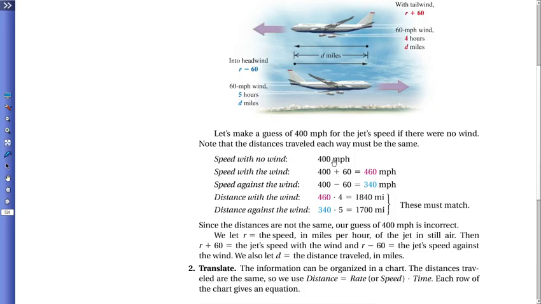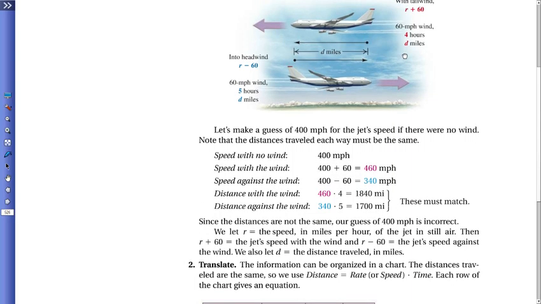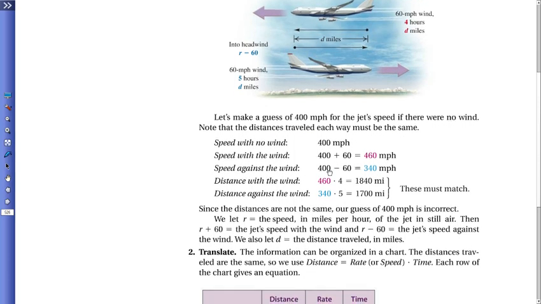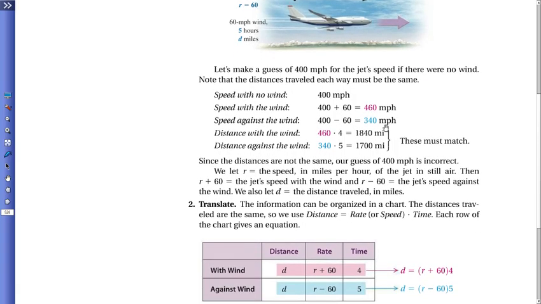But if we actually guessed and say, let's say the jet is going 400 miles per hour. Well, when it goes with the wind, how fast is it really going on the ground? Well, it's going to be 400 plus that 60, which then hopefully you'll see, hey, that's how I get that expression. When it's going against the wind, that speed's going to be subtracted, so I'll be going 340 miles per hour.